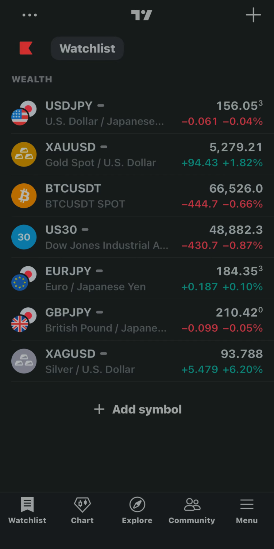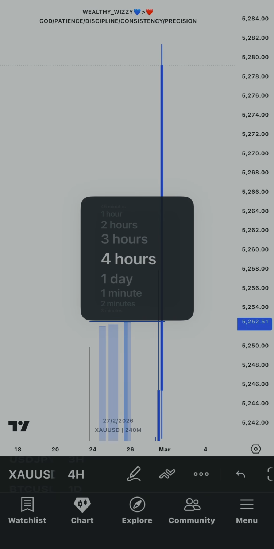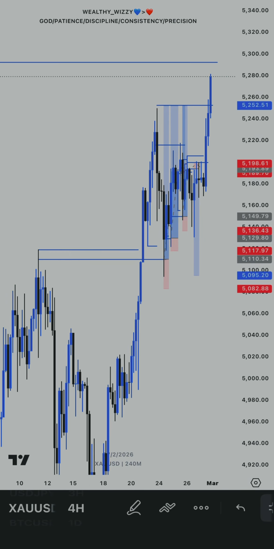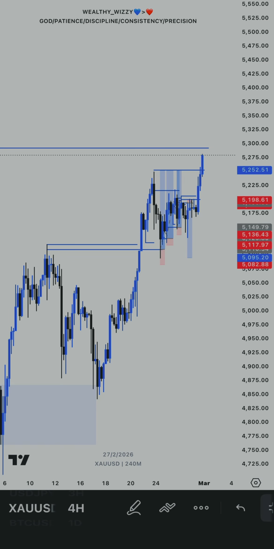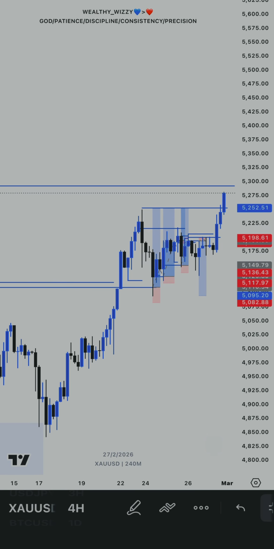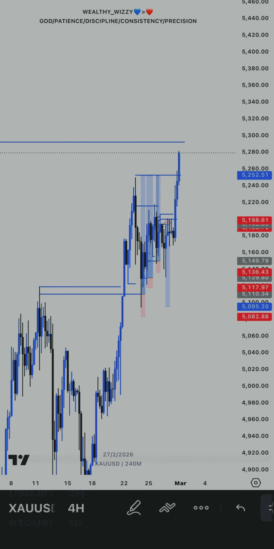So let's start with gold. From our 4-hour time frame, as you all know, last week I said gold will be bullish because gold was reacting from this 4-hour breaker block or order block, whichever one, because they're on the same levels. But fast forward to today, now gold gave us this break of structure.